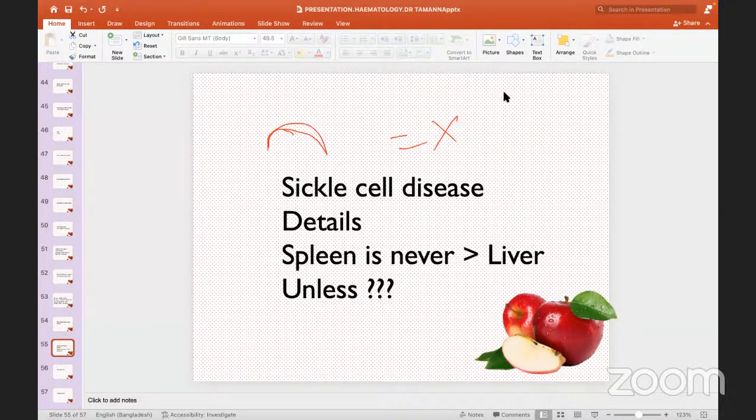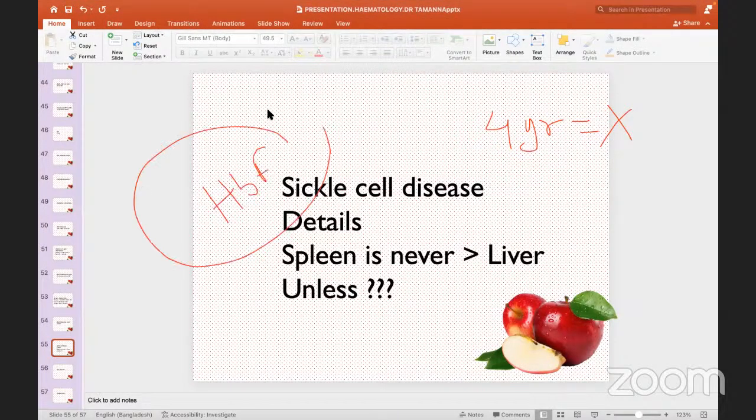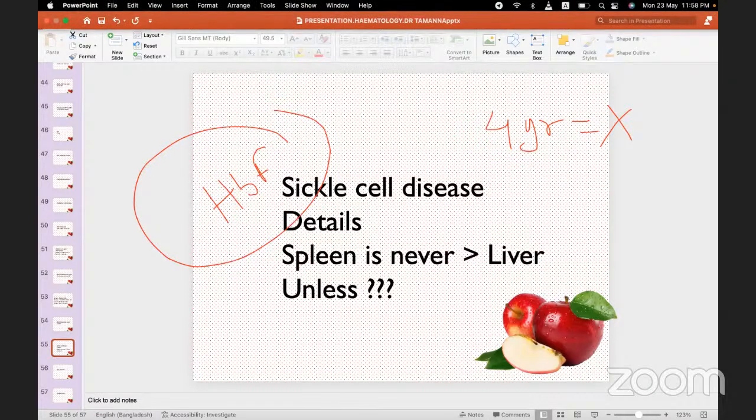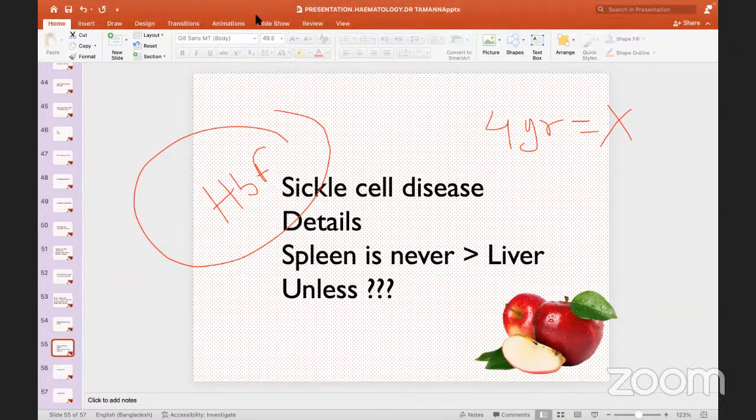Okay. So remember, up to 4 years of age, the spleen may not be destroyed because there is hemoglobin F, that is a protective hemoglobin. So up to 4 years of age, you may not find autosplenectomy. When you palpate the abdomen of a 3 or 4-year-old, you may find the spleen, not so big, but you can find it. But after that, autosplenectomy starts. As the child grows older, autosplenectomy is also growing, so at the age of 8, 9, 10, you will not find any spleen, it is fibrosed.